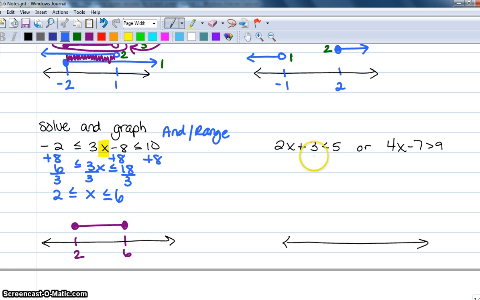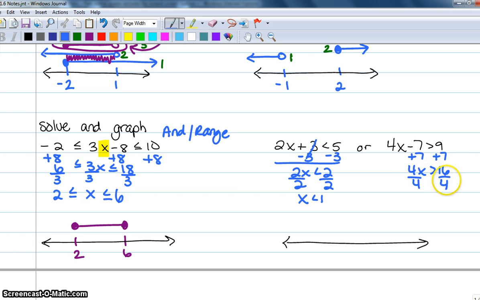Next one. Okay, we want to solve. Now we have 2 inequalities, so we're going to do them separately. We're going to do all of the first one, so we move the 3 over. Got 2x is less than 2, divide by 2, and we got x is less than 1. Unlike with ands where we have to do it on all 3 sides, this is all one connected inequality. Here I've got 2 separate inequalities, so I solve all of this, and then I go to the right and I solve this one.